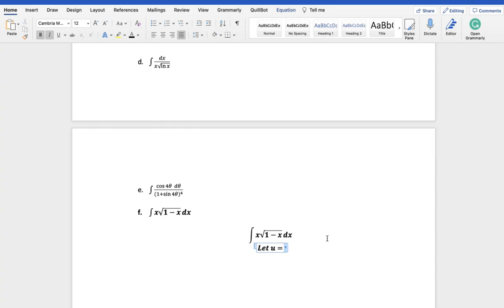It's u equal to 1 minus x. That's a good one. So let's try that. u is equal to 1 minus x, right? So then you would have du is equal to negative dx, right?